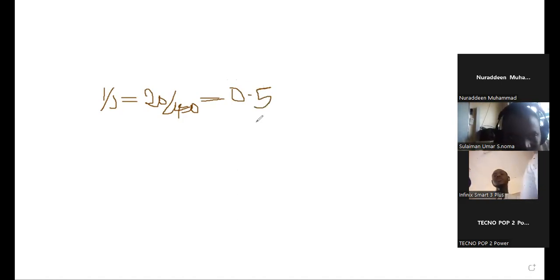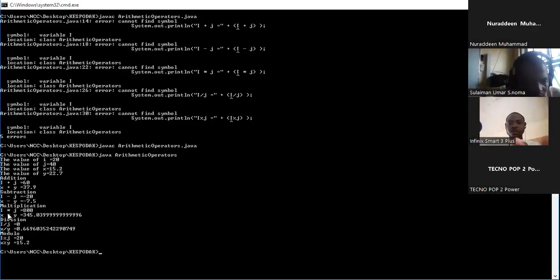Are you with me now? Now, why is it that since here is equal to 0.5, our program's result is giving us this here? Can you see now? I divided by 20. Why is it giving us 0? Who can tell me why? What is the reason why it gives us 0?